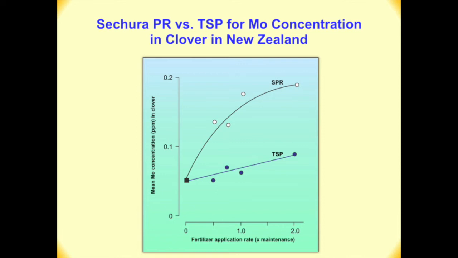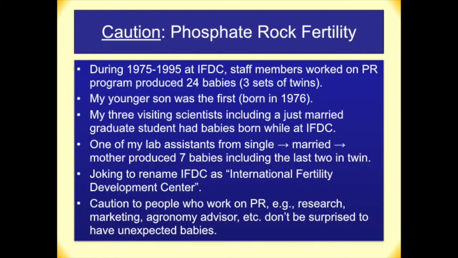Okay? And if I may use one minute, one minute is still okay. This one is called phosphate rock fertility in 1995. I gave the first presentation. From 1975 to 1995, about 20 years, staff members worked on the phosphate rock program and produced 24 babies. Three sets of the babies were twins.